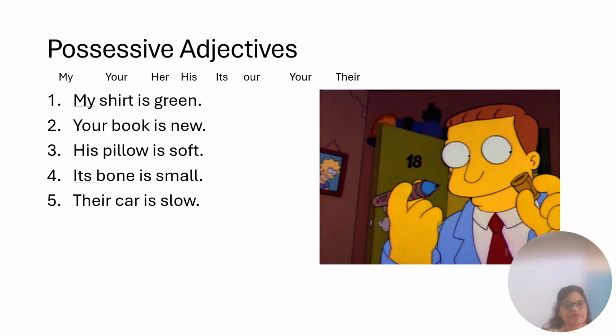Now you can see example here. My shirt is green. So my means belong to me. Your book is new. Your belong to you. His pillow is soft. His we use for male person or thing. Its we generally use for singular thing or animal. Its bone is small. Next, their car is slow. So they belong to them. These all act as determiners.